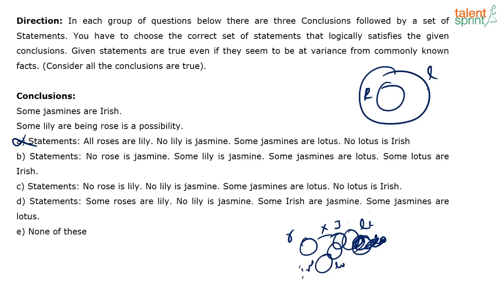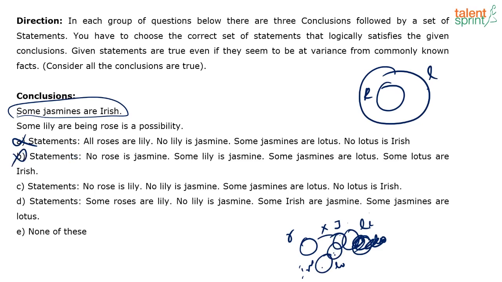No, I can't say. Similarly, some lily being rose is a possibility. That can be there. But again, this conclusion you will not get, right? By looking at the statement itself, you can say that you will not get this conclusion. Some jasmines are Irish. I hope it is clear. Even if you draw and check, you have jasmine here, right? Some jasmines are lotus, some lotus are Irish. With this, you cannot say some jasmine are Irish, correct? So definitely this also does not follow.